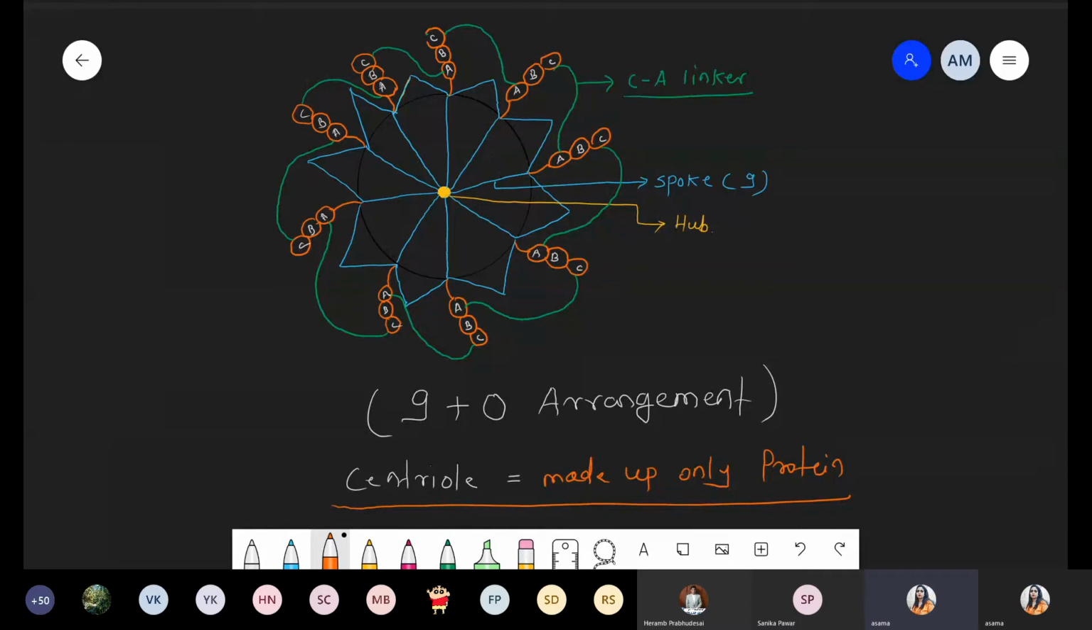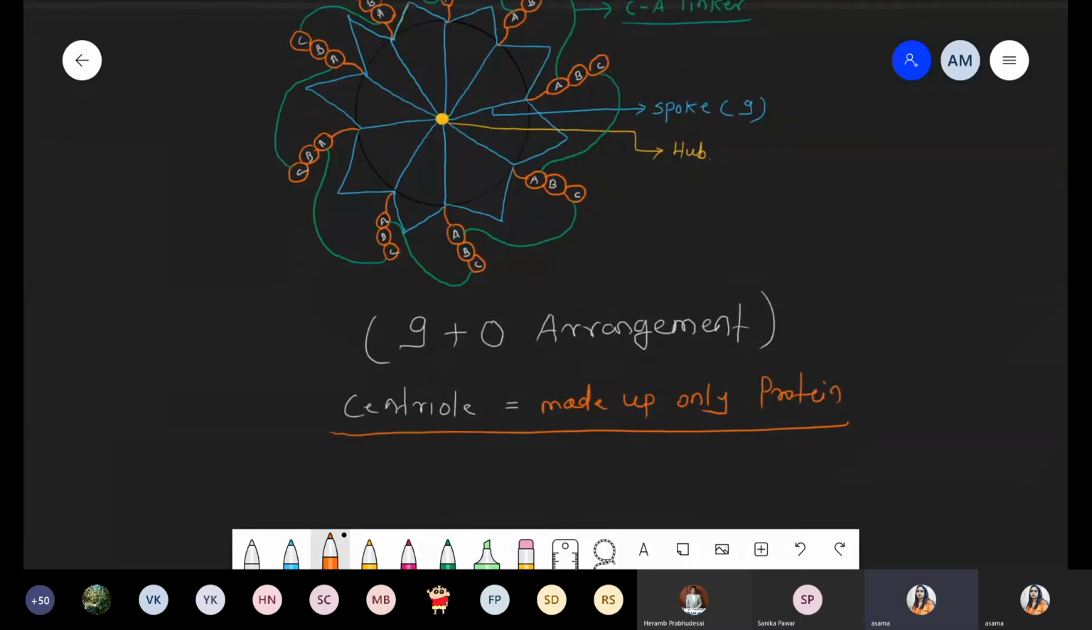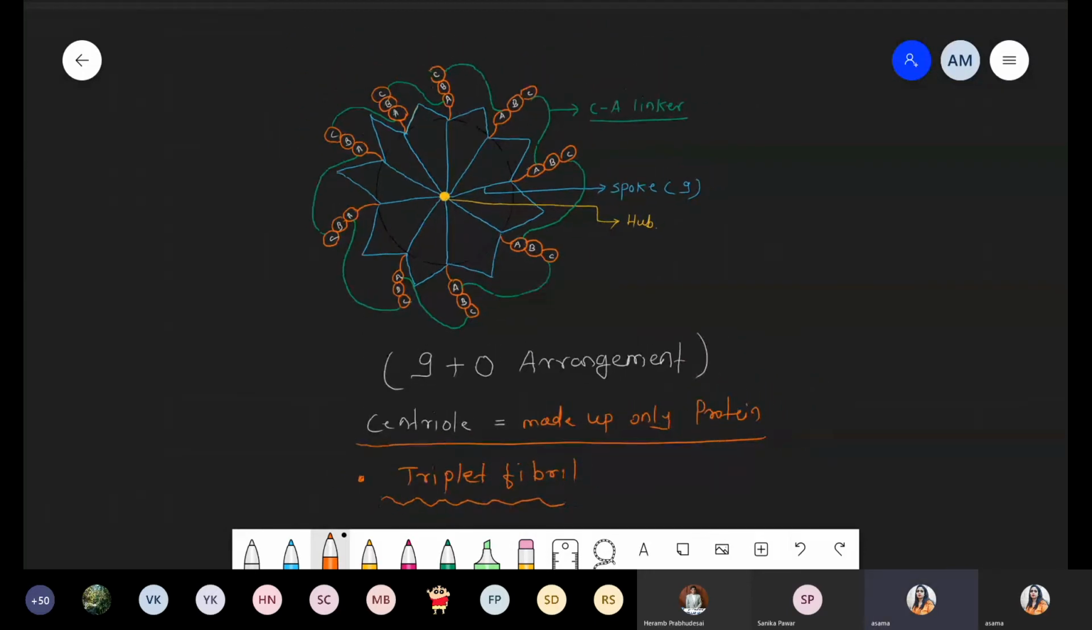We discuss how. Okay. So 9+0 arrangement plus centriole, it is made up of only protein, and just we discussed there is a presence of this fiber, that fiber called as the triplet fiber, that is triplet fibril, and total 9 triplet fibrils are present, that is A, B, C. So these are the very simple structure of centriole.